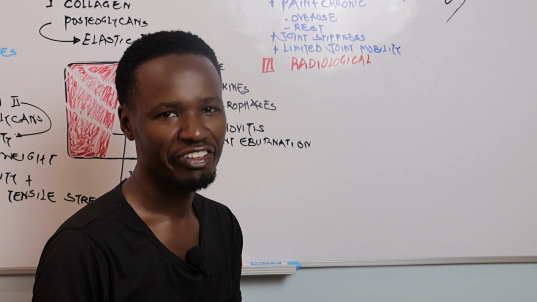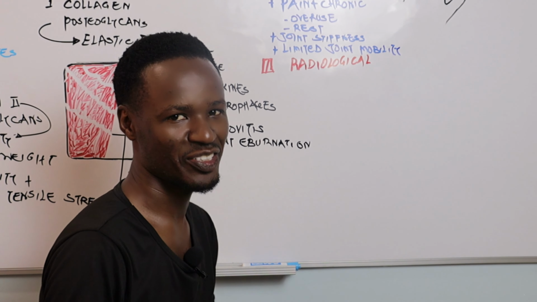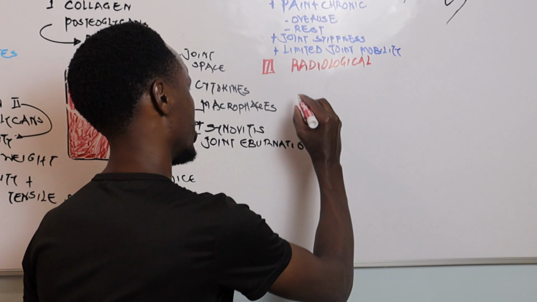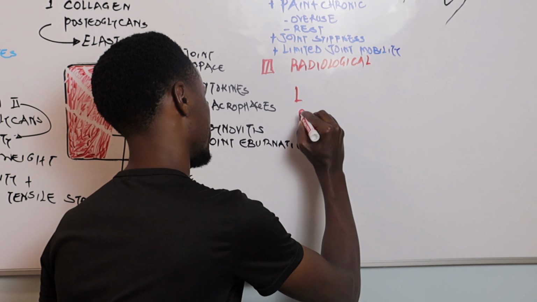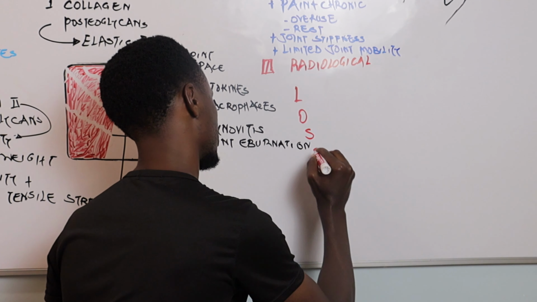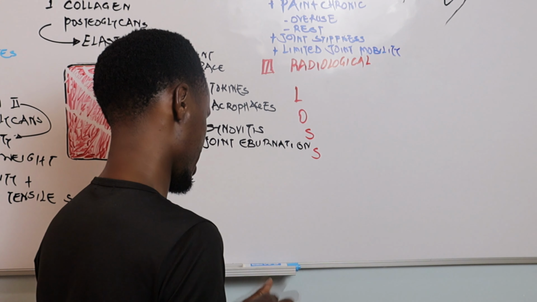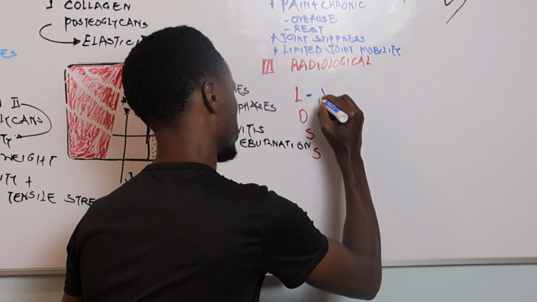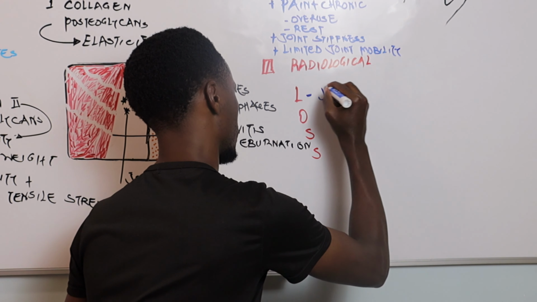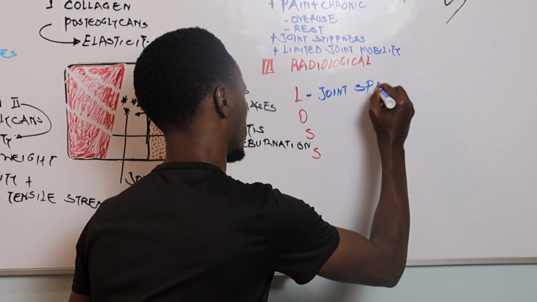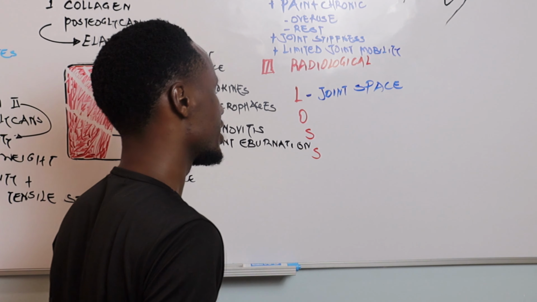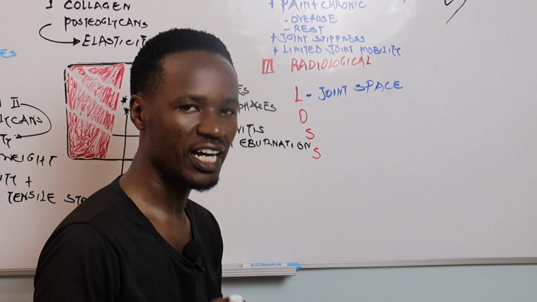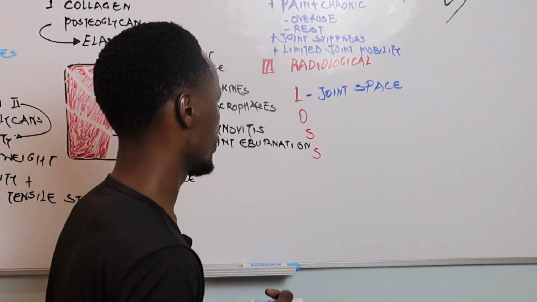In interpretation of X-rays, these are factors to consider. We normally use the mnemonic LOSS. L is for loss, which means that there is lost joint space because the articular cartilage has eroded and these two bones are coming into contact with each other.